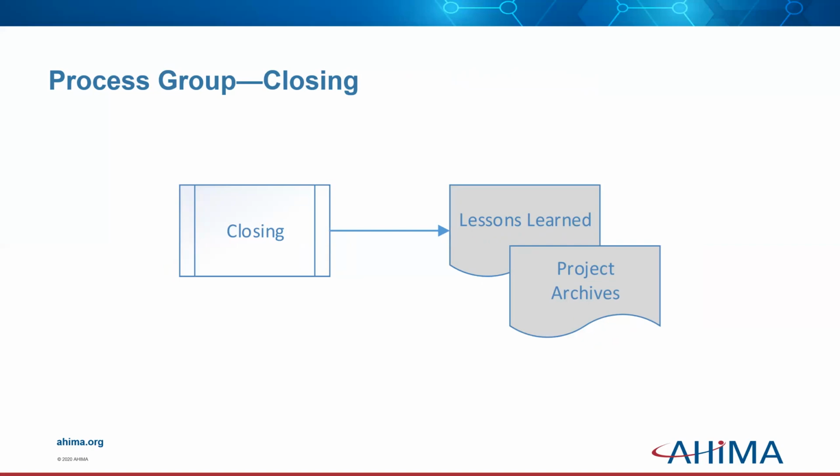So the final process group is the closing process group. Let me say that again. The final process group in the project management lifecycle is the closing process group. During this phase, the project is reflected upon and evaluated by the project team and all stakeholders. All project expenditures are concluded and the project documents and other artifacts are archived for future reference or reuse.